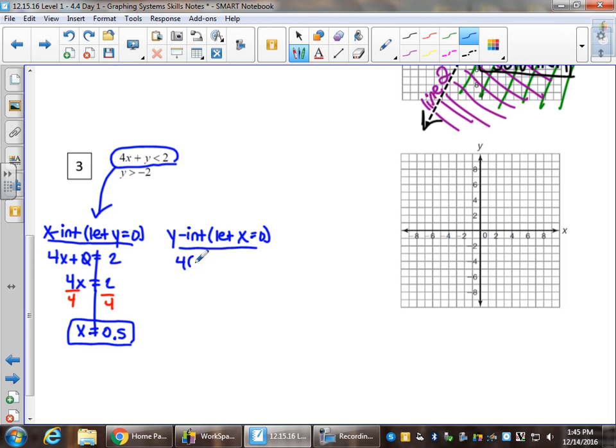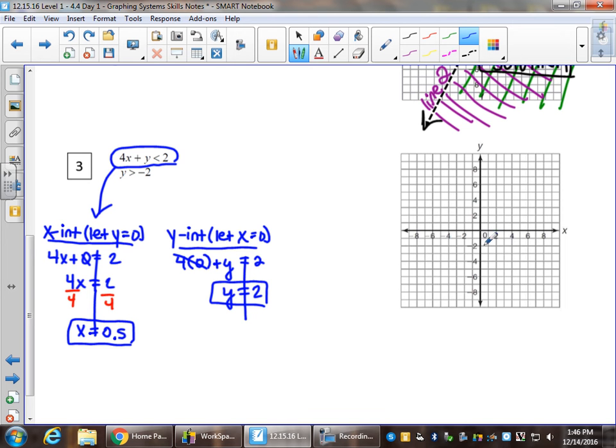So this will be 4 times 0 plus y equals 2. Notice when we're finding our intercepts, we do not have any inequality sign here because we're plugging in an exact point and getting out an exact point. So equals, equals, equals. This will also be all equal signs. 4 times 0 is 0. Immediately I get out y equals 2.